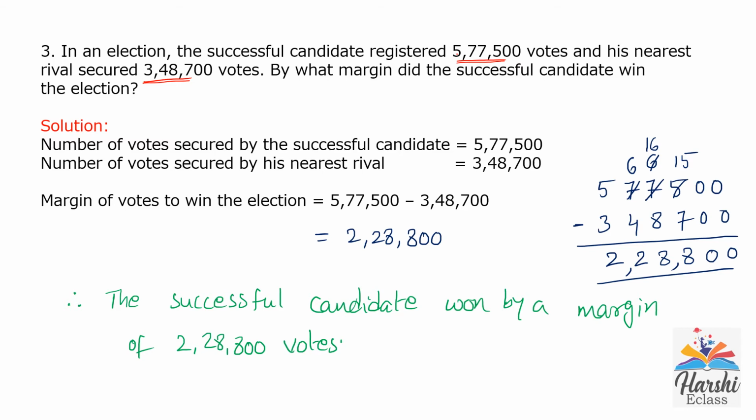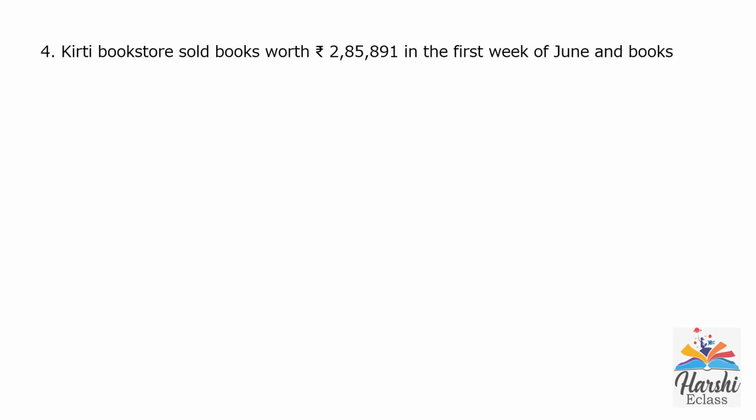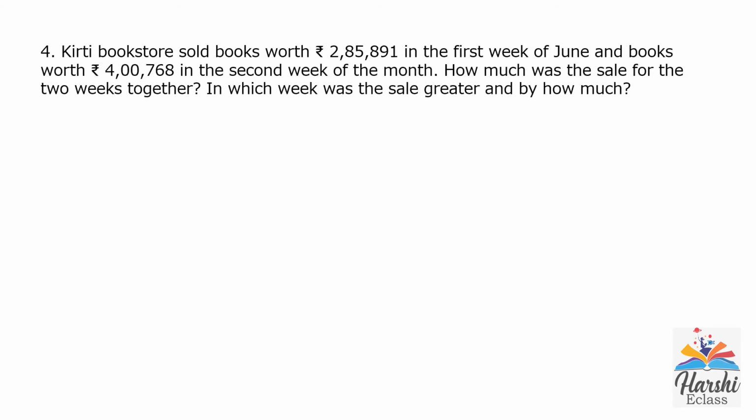Next, fourth sum. Let's see the fourth sum. Kirti bookstore sold books worth 2,85,891 in the first week of June and books worth 4,768 rupees in the second week of the month. How much was the sale for the 2 weeks together? In which week was the greater and by how much? There are two questions in this. First one, how much was the sale for the 2 weeks together?